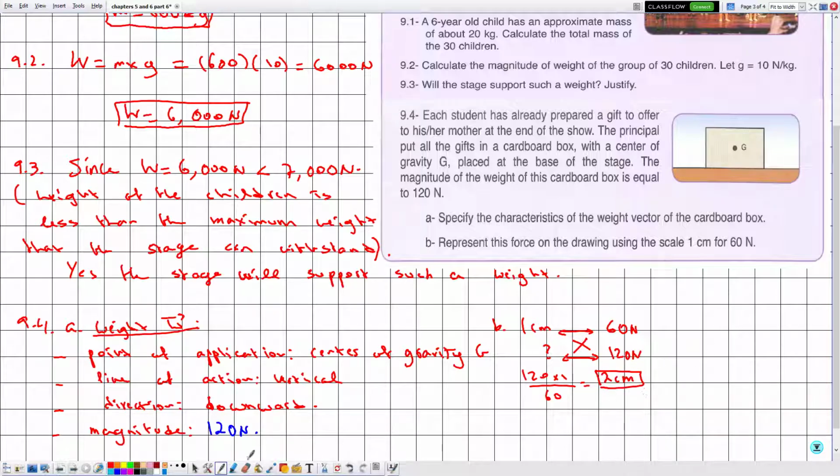So if we need to represent, okay, this is the point G, and this is the weight W. The length of this vector is 2 centimeters, corresponding to 120 newtons.